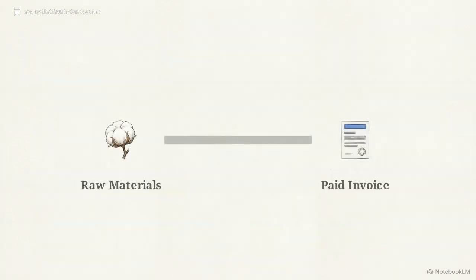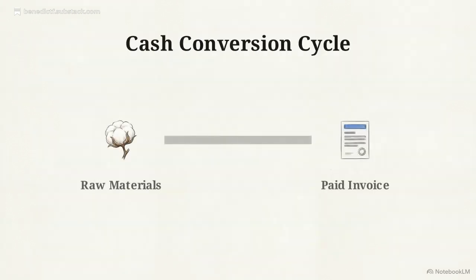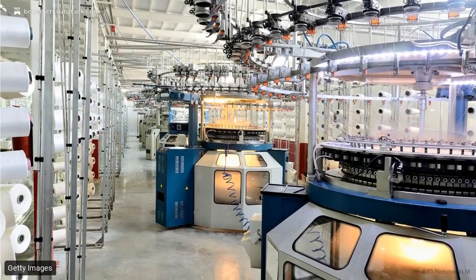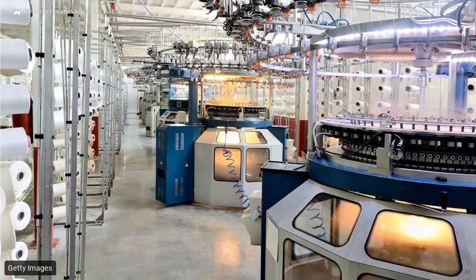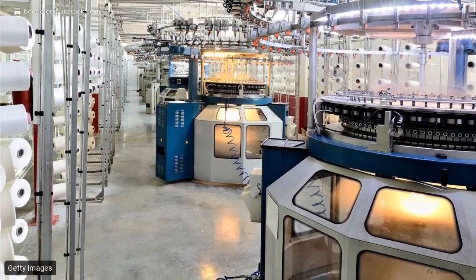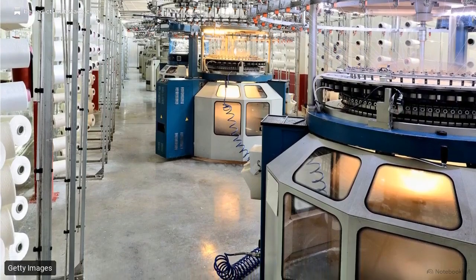Once the board is live, we can track the cash conversion cycle. This measures the speed at which a raw material becomes a paid invoice. On the factory floor, every spool of thread represents capital. When an order sits idle between machines, that capital is trapped.